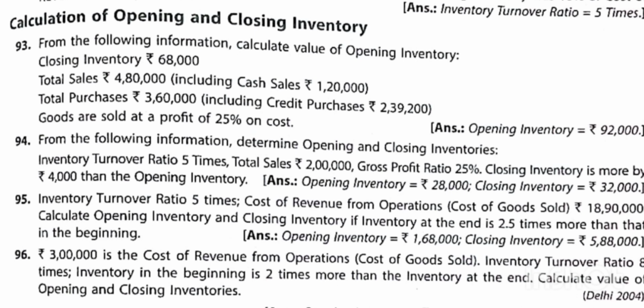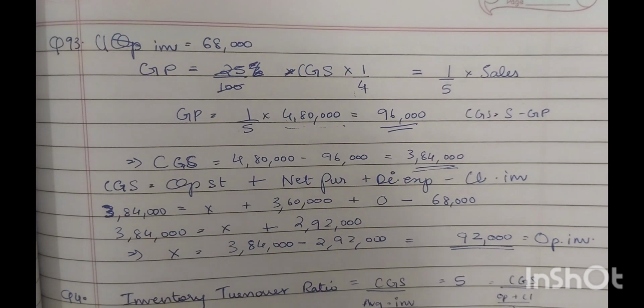So today, I'll be taking you through question 93, 94, 95, and 96 from our textbook of T.S. Grewal's Accountancy of Financial Statements for grade 12. So, let's get started. Alright, what does question 93 say? From the following information, so they've given us a list of information, and from that you have to pick out the necessary information to find the value of opening inventory.